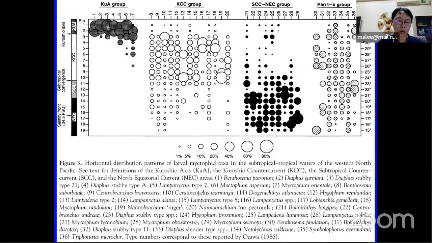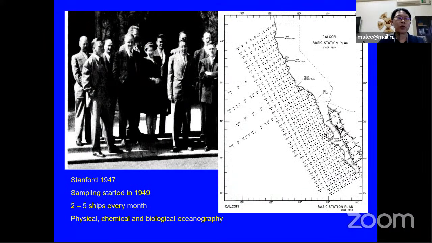Maybe we can call them the Kuroshio group, the Kuroshio Current group or NEC group, and the pan-oceanic group. So it's based on the objective. You can do different station observations for the biological sampling. And this example is well-known research work in the California Current.